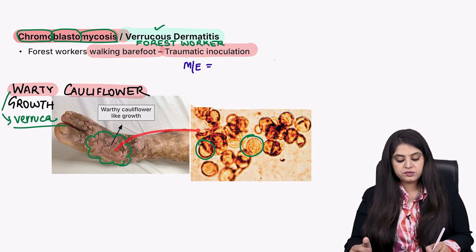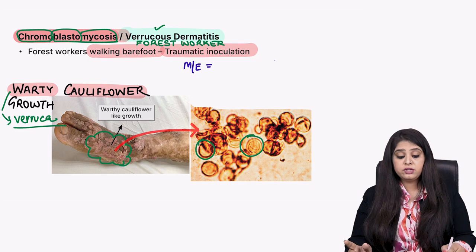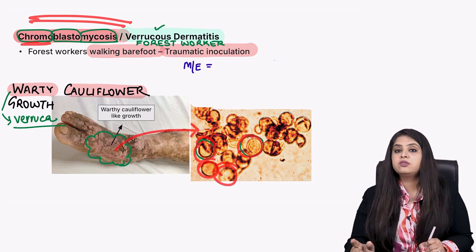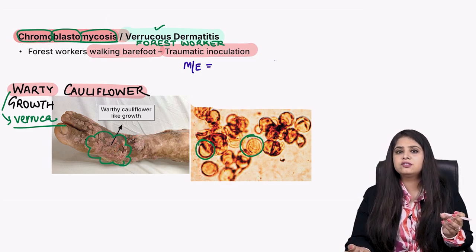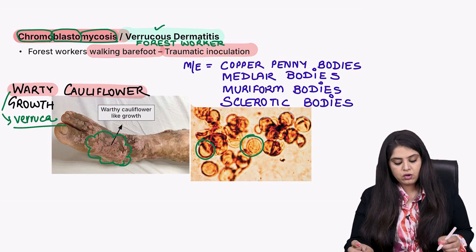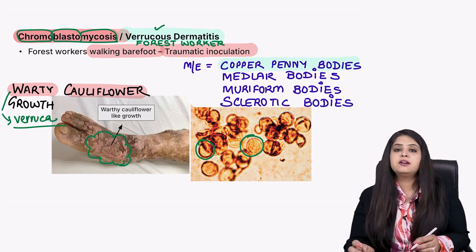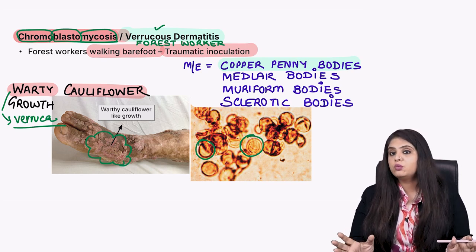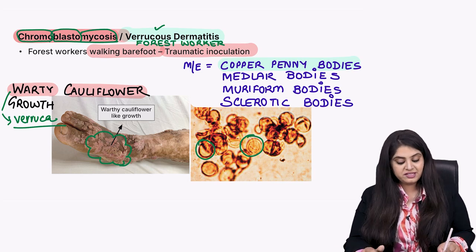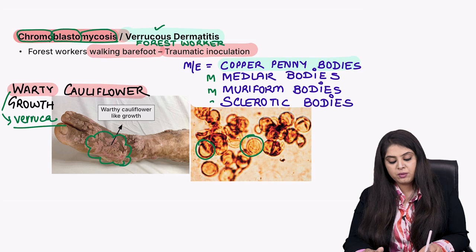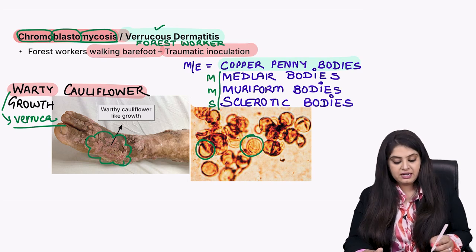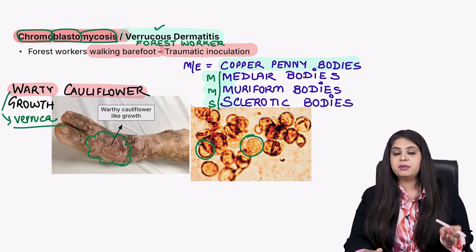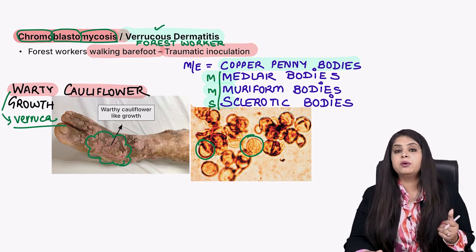Now you will take a biopsy and look at it under the microscope. I told you that you were expecting that hyphae will be present, but you will see blasto, you will see round structures. They are looking like those copper coins or pennies, and hence these are known as the copper penny bodies. Of course, by giving you this picture, no examiner, even the most lenient one, is going to ask you, are these copper penny bodies? He will ask you some other names of copper penny bodies, and that is the medlar body, the muriform body, and the sclerotic body. These are other names: medlar, muriform, and sclerotic for copper penny bodies.